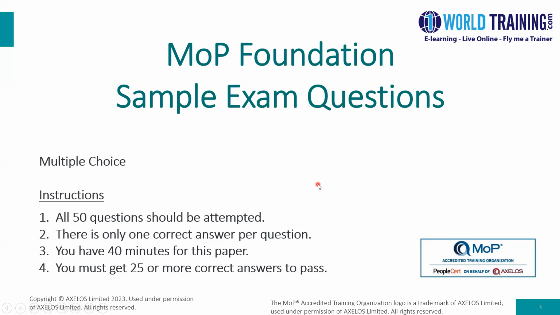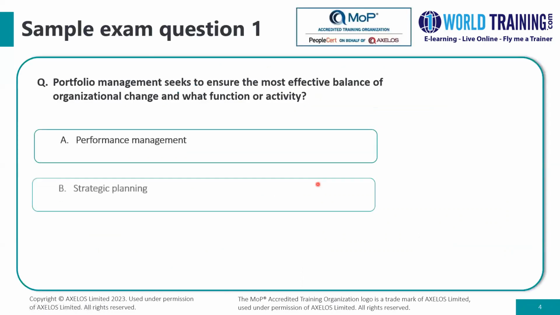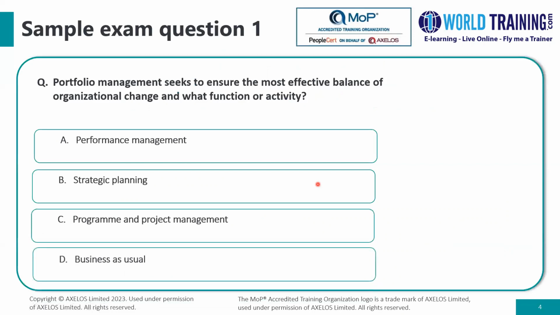As you go through the questions, I would recommend that you pause the question after I read through the question, and then take your time, evaluate the options and mark the right option, and then replay it back to get the right answer. Question number 1, portfolio management seeks to ensure the most effective balance of organizational change and what functional activity? The correct answer is D, which is business as usual.